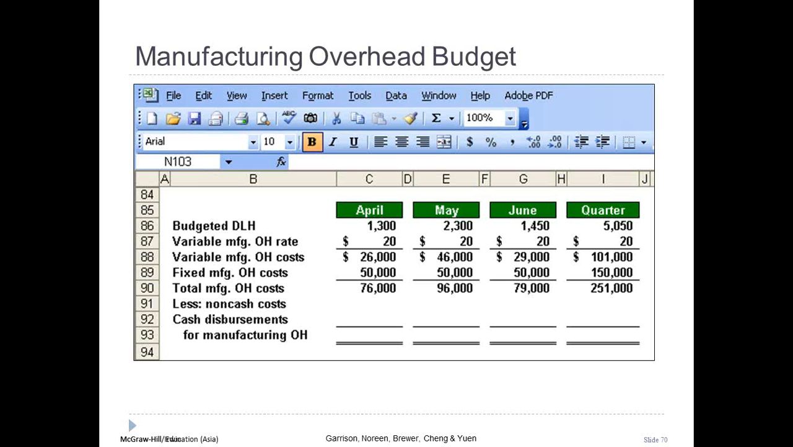If we divide the manufacturing overhead of $251,000 by the total labor hours required during the quarter, we get a predetermined overhead rate of $49.70 per hour. Once the level of fixed costs has been determined in the budget, the costs really are fixed. Hence, the time to adjust fixed costs is during the budgeting process.